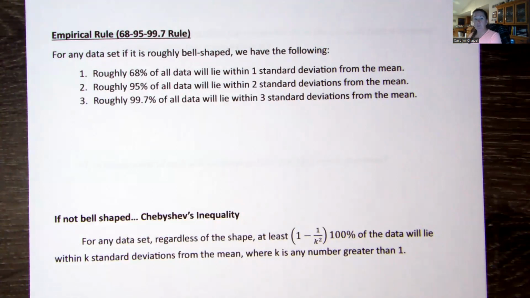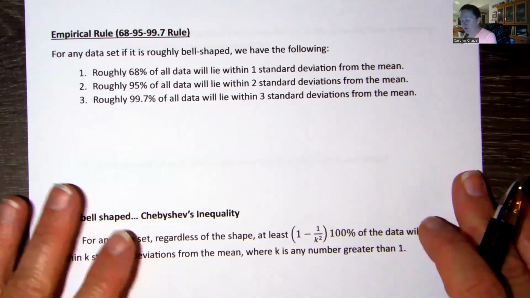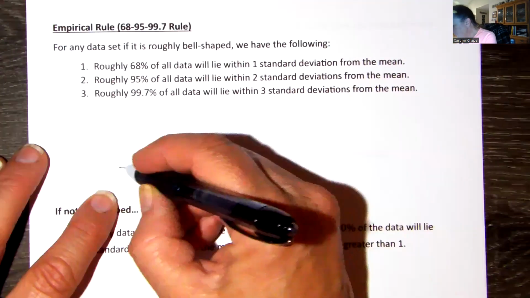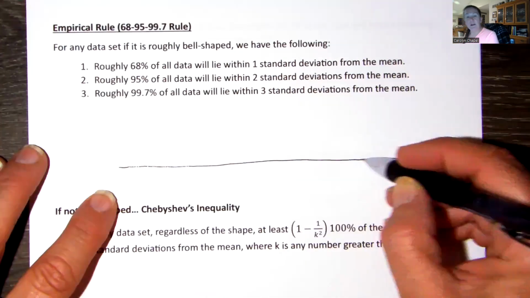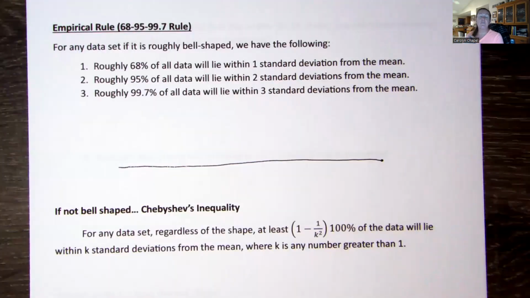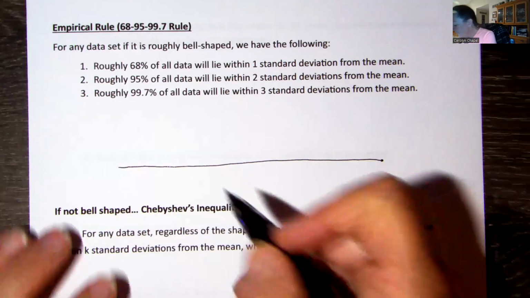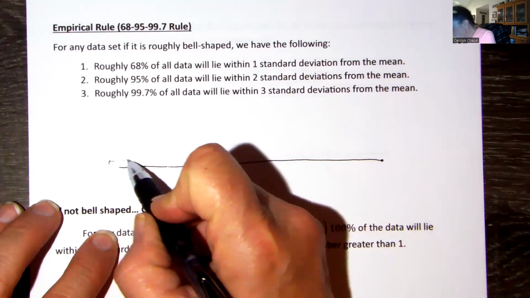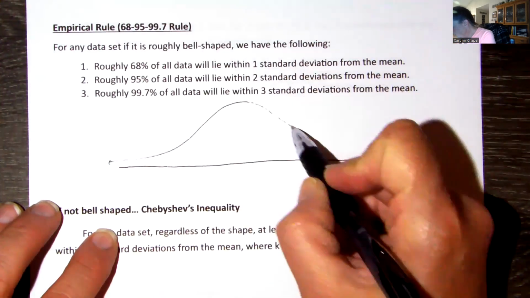Okay, so a picture of what's going on. I'm just going to draw this as a curve instead of bell bars. So imagine bars lying underneath this curve that is bell-shaped. So bell-shaped, remember, nice and symmetric.